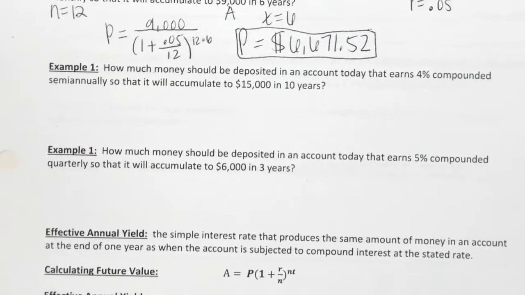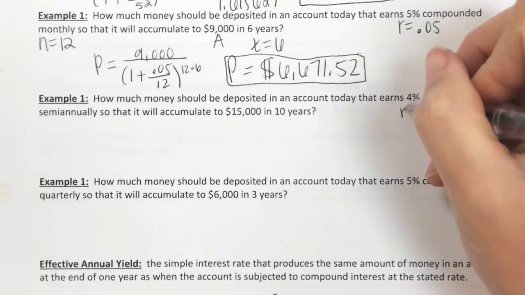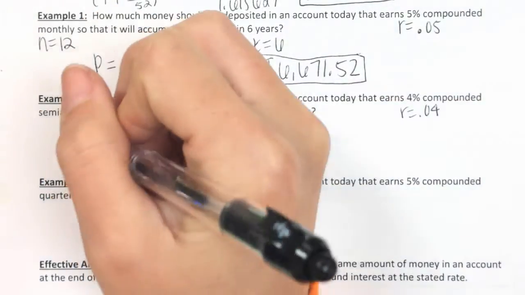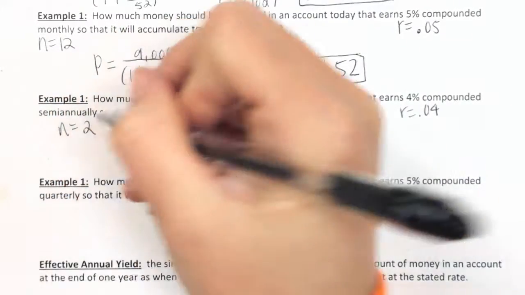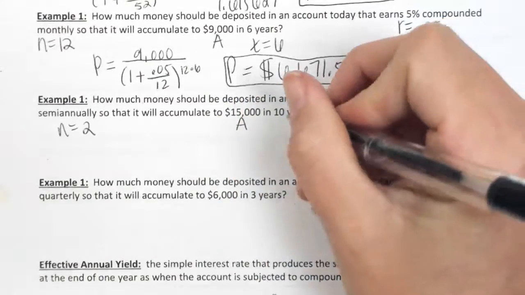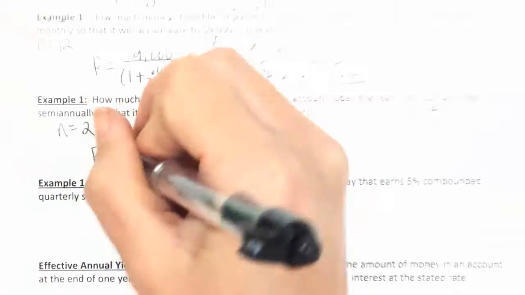Alright, so for the next problem, our R is going to be 0.04. Semi-annually means twice a year, so N would be 2. This would be our A, of course. This would be our T. So I'm going to go ahead and set that up.